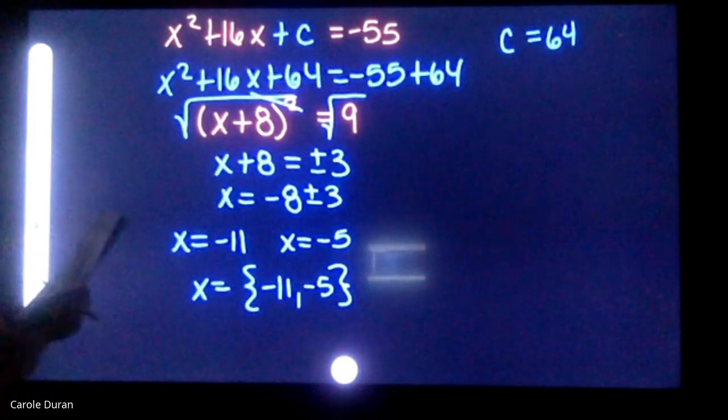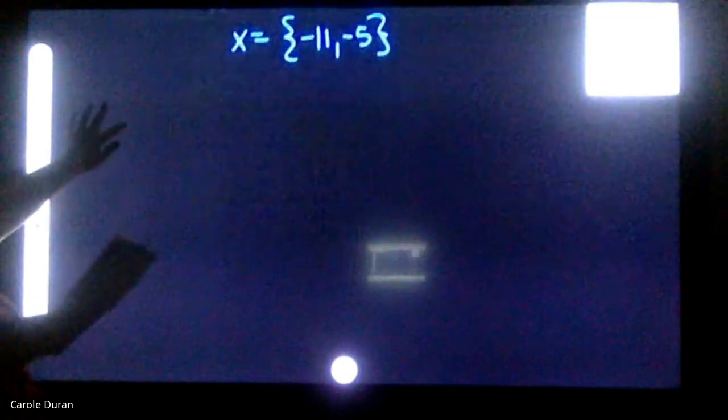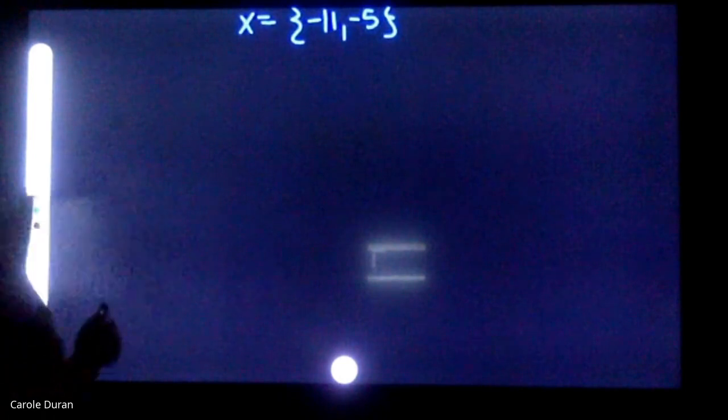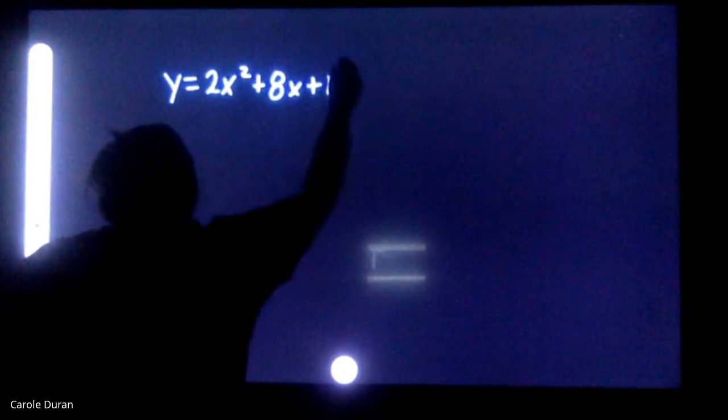So the next one up is 37. This one is just a graphing one. The equation I have is y equals 2x squared plus 8x plus 10.